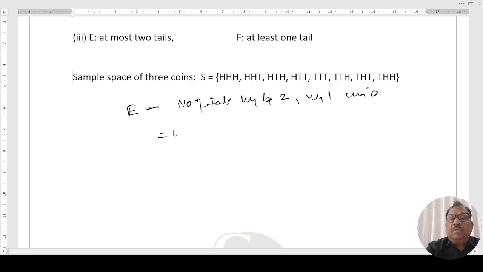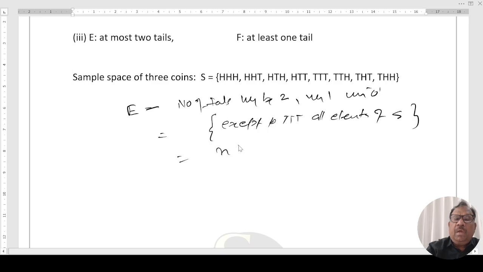At most 2 tails except TTT, all elements of S. All elements of S. N equal to आ गया 7.